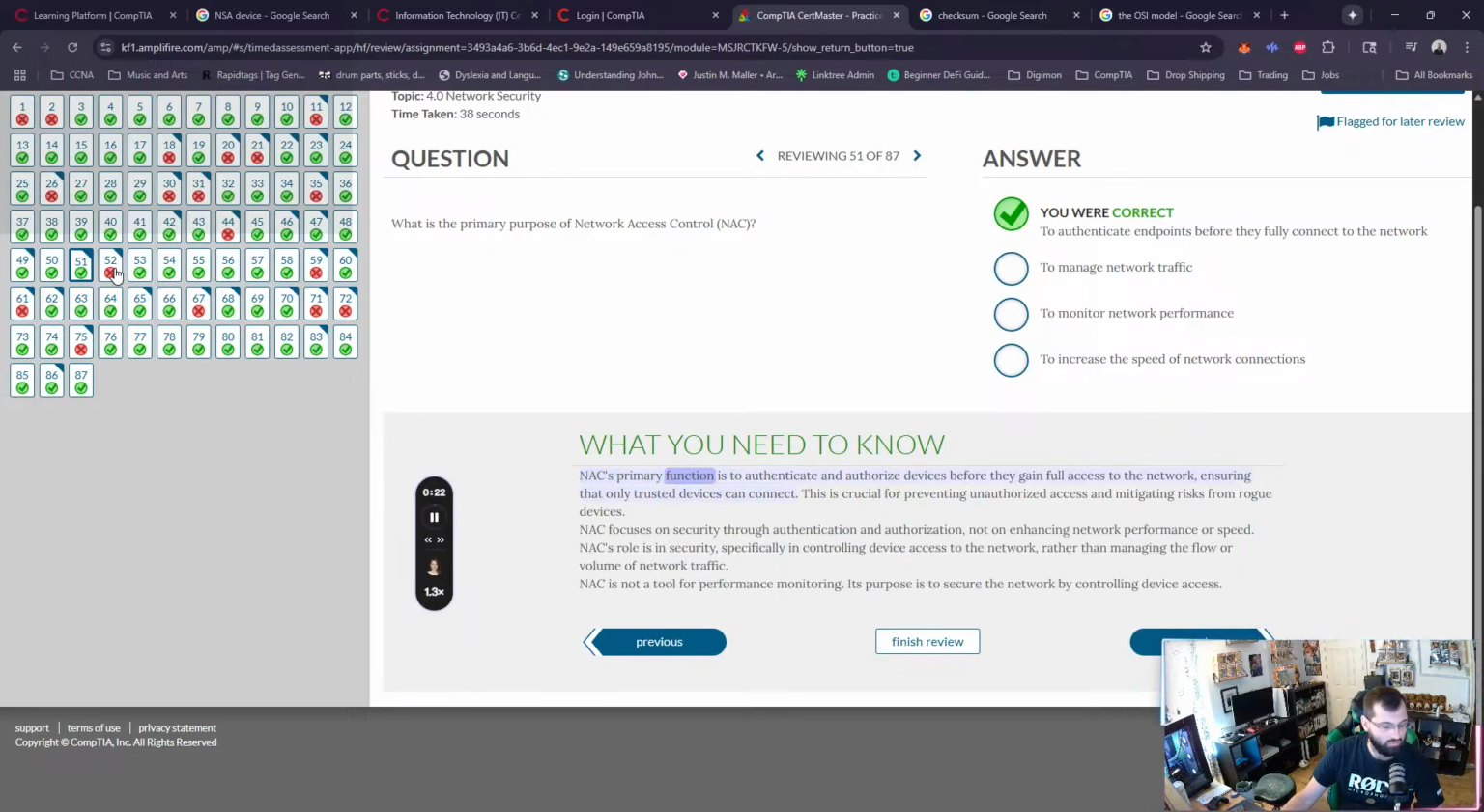NAC's primary function is to authenticate and authorize devices before they gain full access to the network, ensuring that only trusted devices can connect. This is crucial for preventing unauthorized access and mitigating risks from rogue devices. NAC focuses on security through authentication and authorization, not on enhancing network performance or speed. NAC's role is in security, specifically in controlling device access to the network, rather than managing the flow or volume of network traffic. NAC is not a tool for performance monitoring. Its purpose is to secure the network by controlling device access.